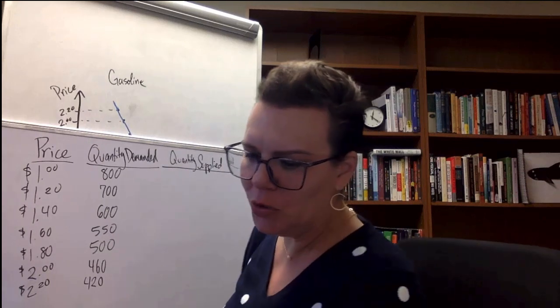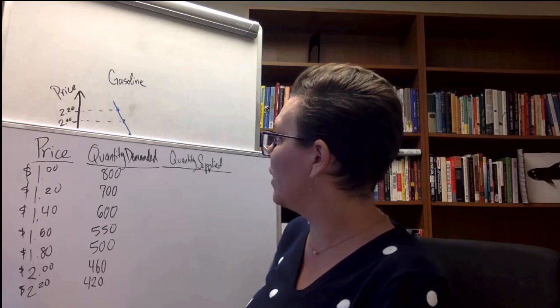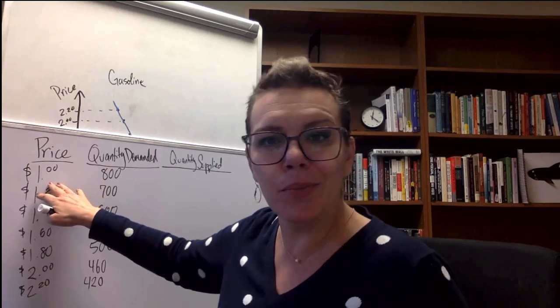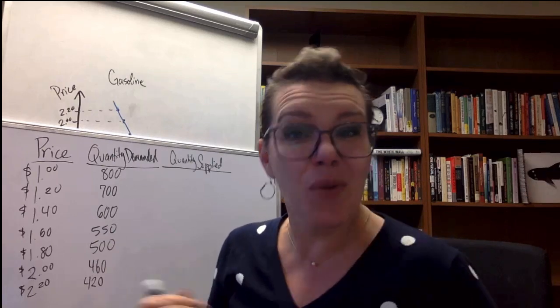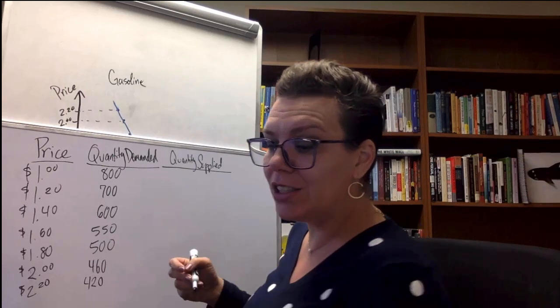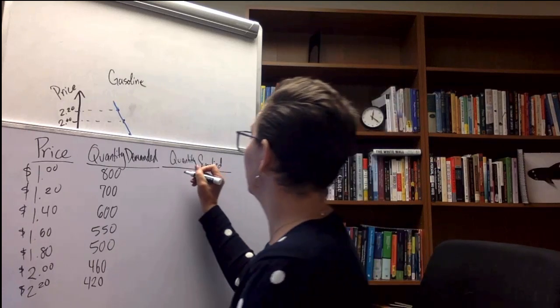And I think we can use the same prices pretty much to get a sense of it. So with a price of $1, that's a pretty low price. Firms aren't going to want to supply a lot to the market. They want to make money. So we're going to assume that at a price of $1, quantity supplied is 500 million gallons.